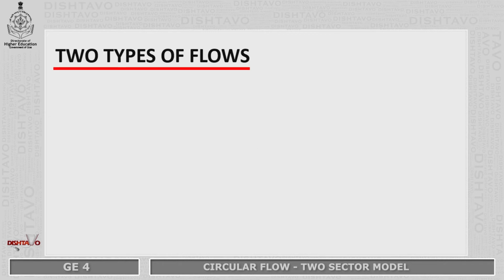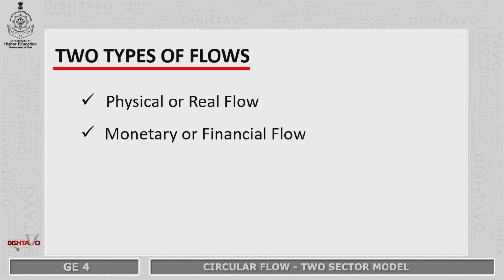We can visualize two types of flows in this circular flow. There is the physical or the real flow. The physical flow comprises of the flow of factors of production from the household to the firm, and secondly, the flow of finished goods from the firm to the household. There is also the monetary or the financial flow, which is the flow of factor payments from the firm to the household and the flow of income from the household to the firm when the household purchases the final goods and services that are supplied by the firm.